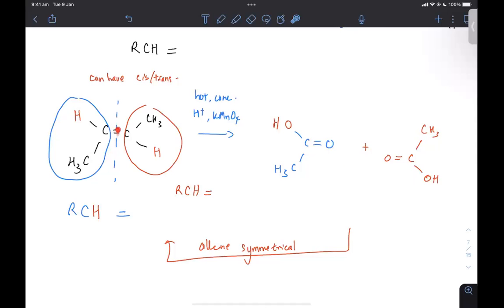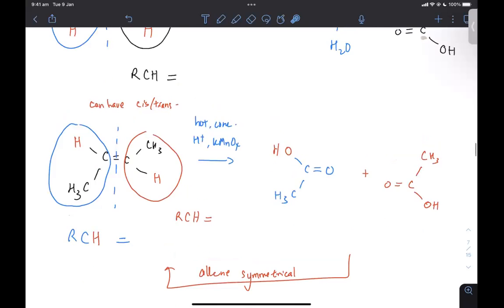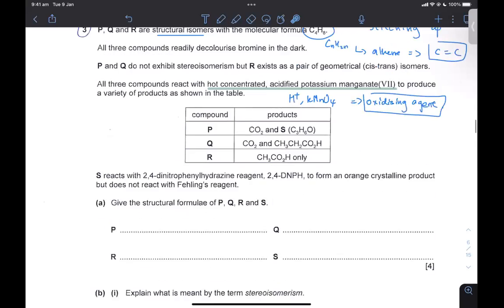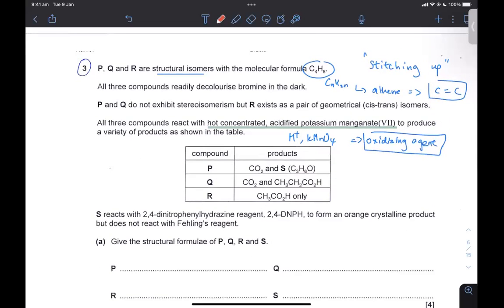So cis and trans will give you the same product as well after you oxidize the alkene. Okay, so we're going to go back to this question now, and hopefully it makes sense to you. Now, all three compounds readily decolorize bromine. That confirms there is a carbon-carbon double bond. So P and Q do not exhibit stereoisomerism.